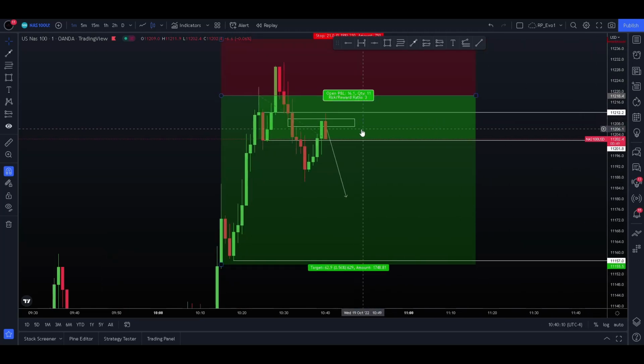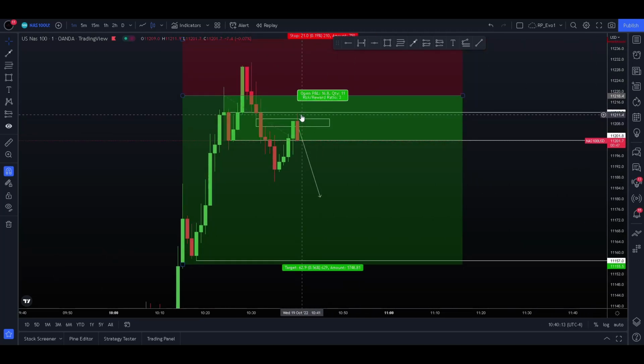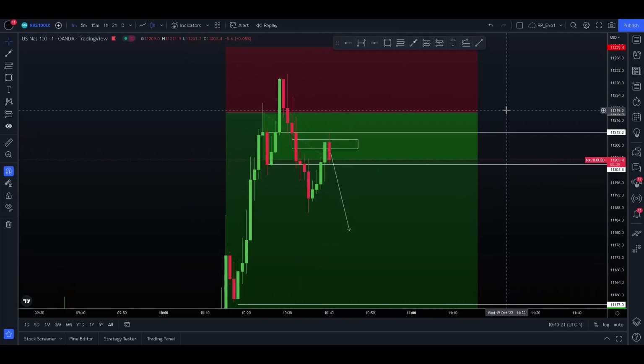I like how there's a little wick here, literally a few seconds, not even 1 second wick, but look at the bodies, how the bodies close inside here. Alright, this is good.